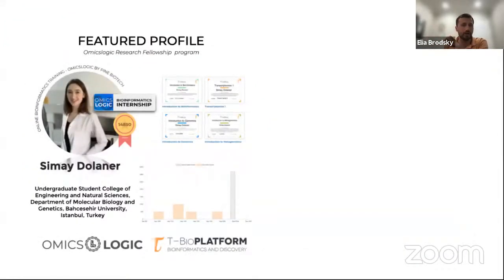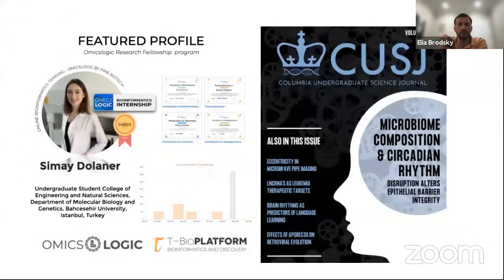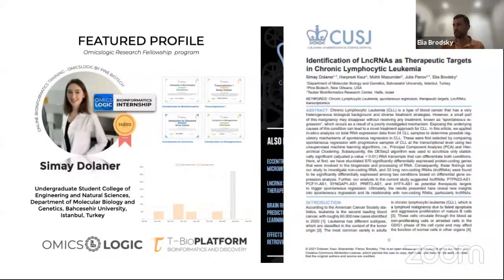For example, Simai Dolanar here actually submitted her work to a publication in the Columbia Undergraduate Science Journal. And so there's a publication option, but of course we cannot guarantee that. We can only guarantee that we will help you, but you will have to go for an actual publication. So this is the publication that she got.